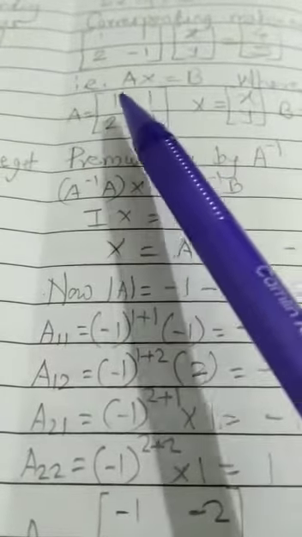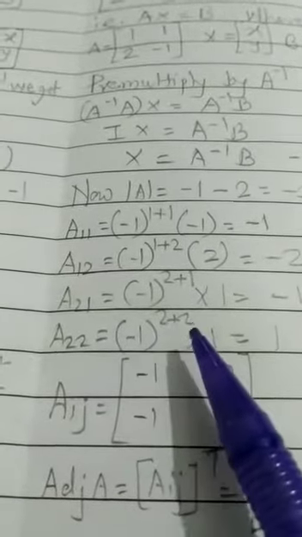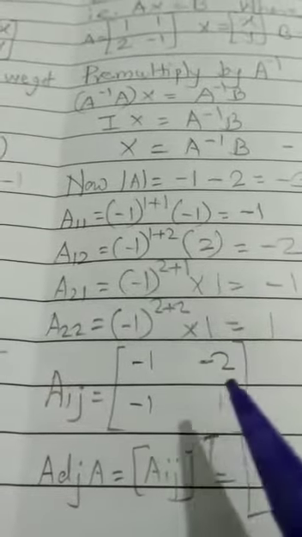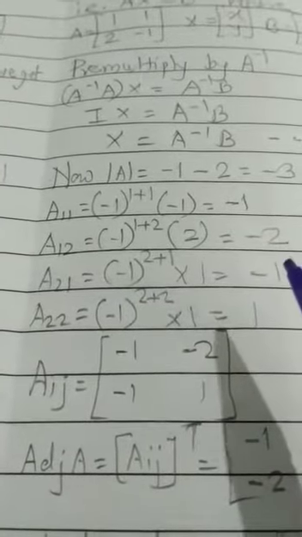A22, second row, second column we have to delete. What remains here is 1. A22, that means minus 1 raised to 2 plus 2. Minus 1 raised to 4, it will be 1. 1 into 1 is 1. So the cofactor matrix is minus 1, minus 2, and second row will be minus 1, 1.